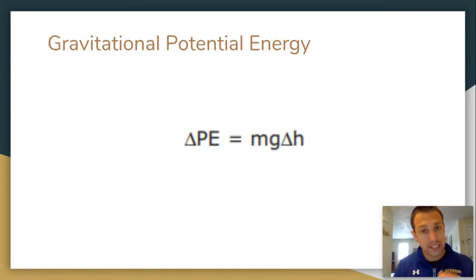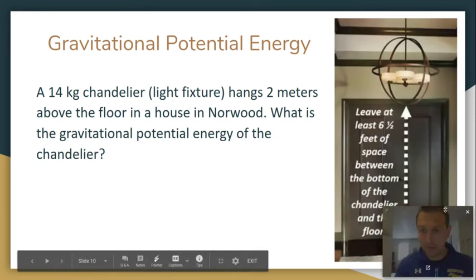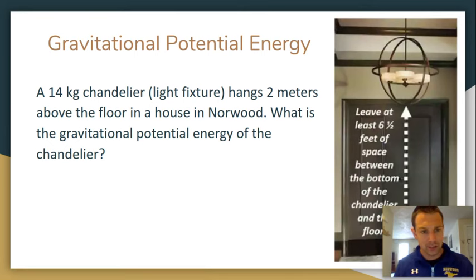So let's see if we can put this formula to use and calculate the gravitational potential energy of something. We're going to calculate the gravitational potential energy of this light fixture, which is called a chandelier. So I'll read the problem for us. A 14-kilogram chandelier, or light fixture, hangs 2 meters above the floor in a house in Norwood. What is the gravitational potential energy of the chandelier?